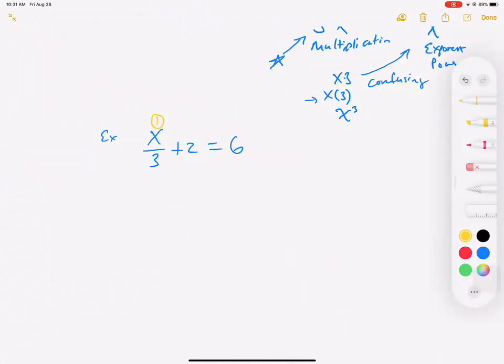Two, we want to decide what numbers we want to get rid of. We want to get rid of the 3 and the 2. We don't want to get rid of the 6. This is cool. We're cool. He's already on the outside. Okay, he's already on the other side of the equal sign.